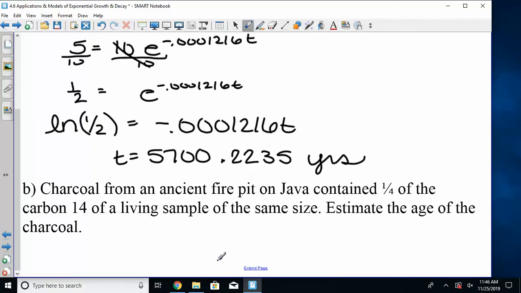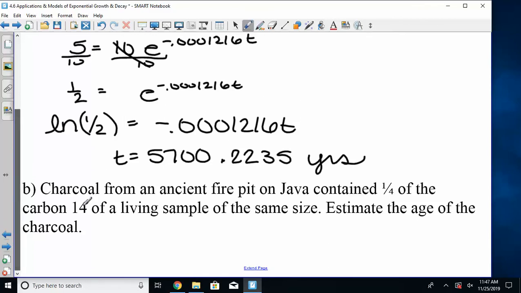Part B. Charcoal from an ancient fire pit on Java contained 1/4 of the carbon-14 of a living sample the same size. Find the age of the charcoal. What do you want to do here? On the last one, couldn't we just put 1/2 and then not put the Y's in there?